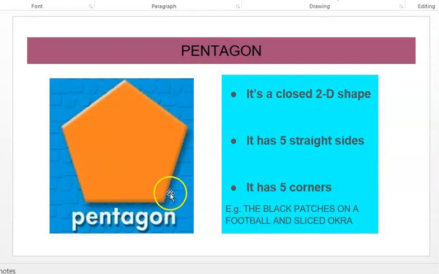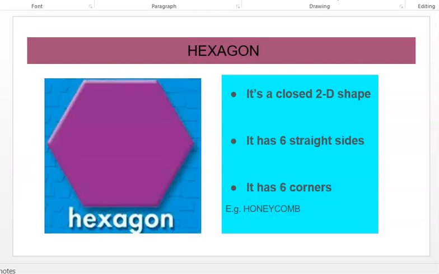An example of a pentagon is the black patches that you have on a football. If you take a close look at the black patches on a football, you will see the shape of pentagon. And then also sliced okra. When you slice an okra and look at it from the sliced end, you're going to see a pentagon.